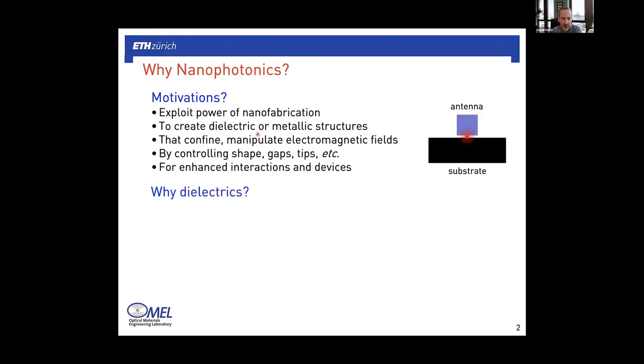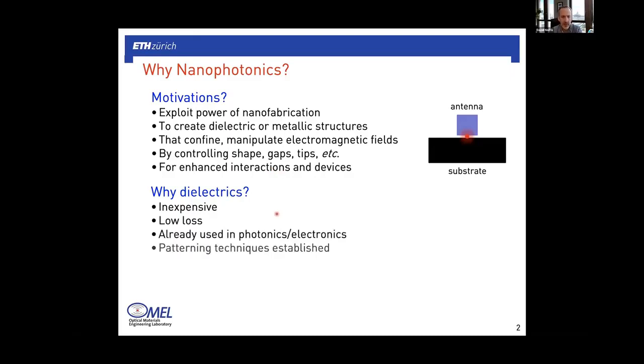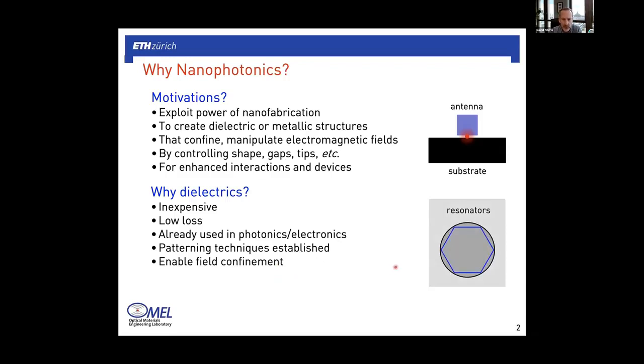And so I've mentioned 2 materials, dielectrics and metals. So why dielectrics first? Well, they're inexpensive, they exhibit low optical loss, they are already heavily used, as we know, in photonics and electronics, and patterning techniques are, of course, well established for a material like silicon, which is a dielectric. And they also enable field confinement through essentially total internal reflection, if we think about it, where we can make structures that have resonances as shown in this whispering gallery mode in either a pillar or a sphere, depending on the structure.